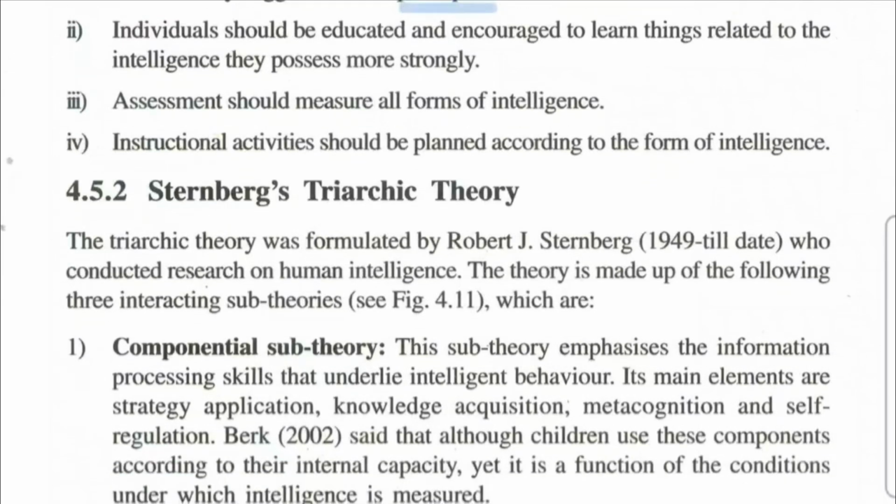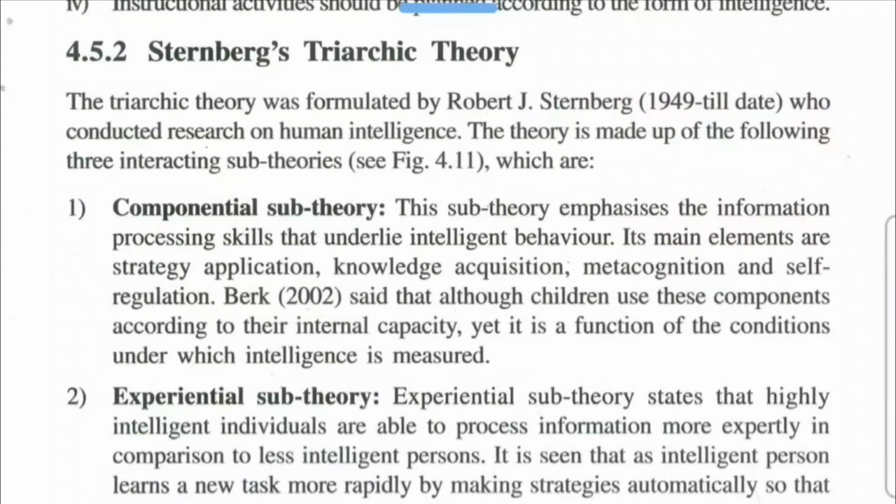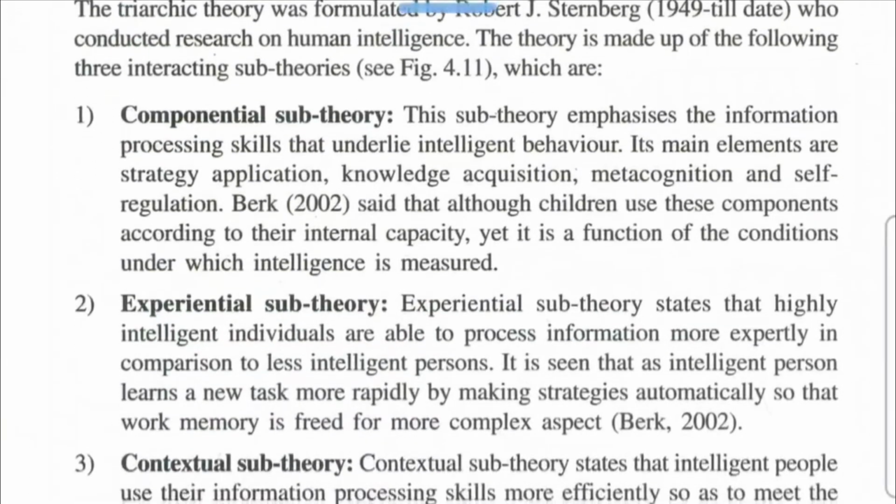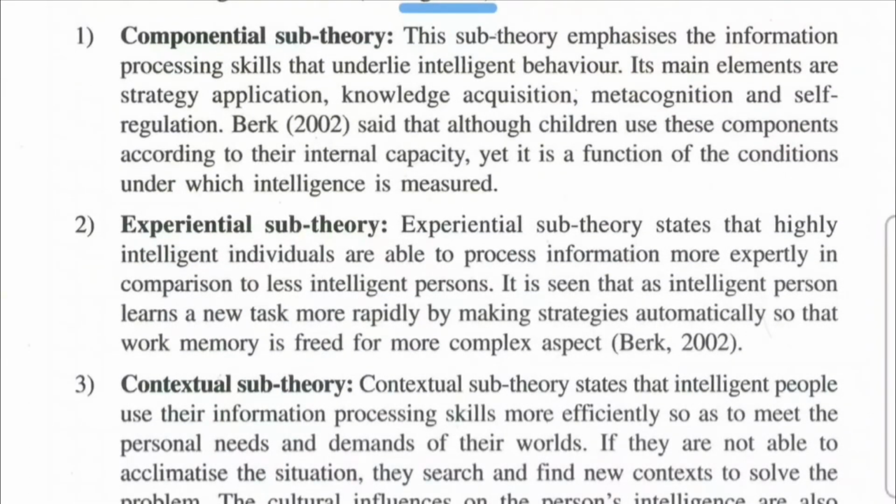4.5.2 Sternberg's triarchic theory. The triarchic theory was formulated by Robert J. Sternberg, 1949 till date, who conducted research on human intelligence. The theory is made up of the following 3 interacting subtheories, see Fig 4.111, which are 1. Componential subtheory. This subtheory emphasizes the information processing skills that underlie intelligent behavior.